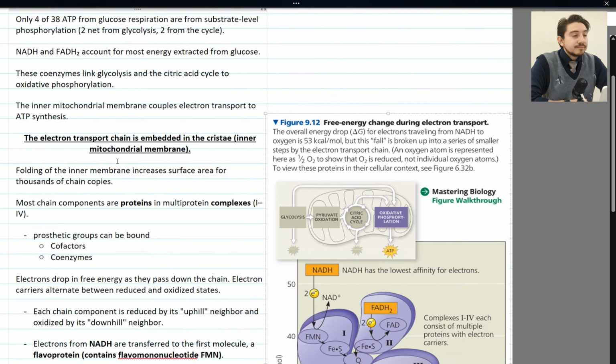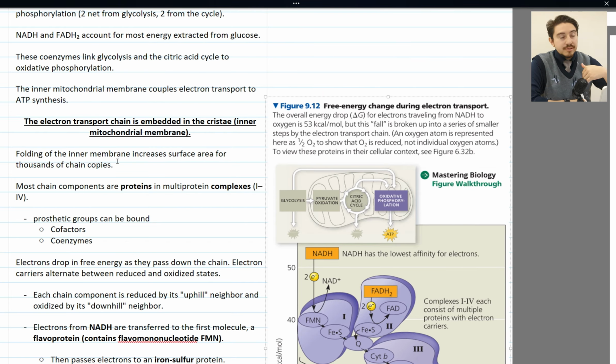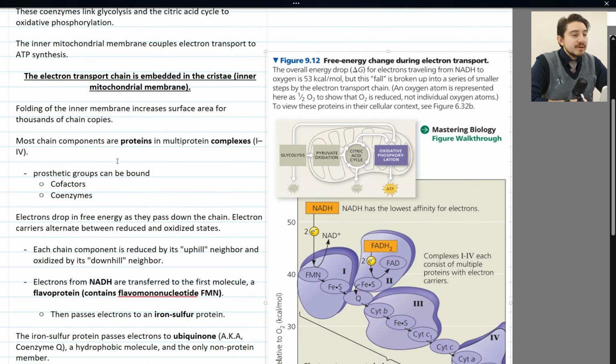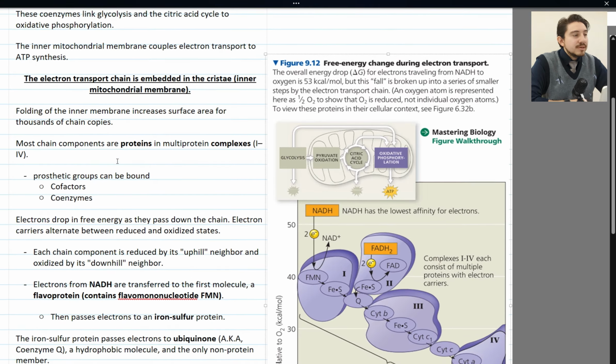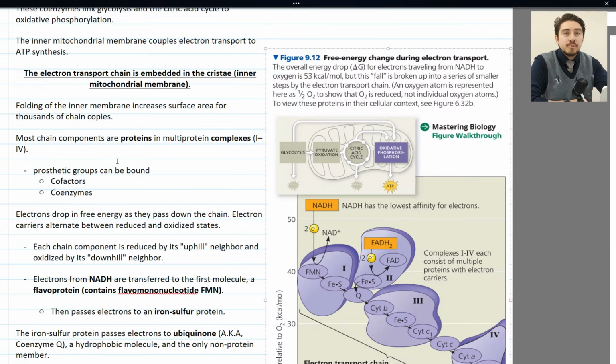So the NADHs are what link glycolysis and Krebs cycle to the oxidative phosphorylation process. We're going to see this process involves the inner mitochondrial membrane, as it has the proteins embedded on that inner membrane for ATP synthesis.